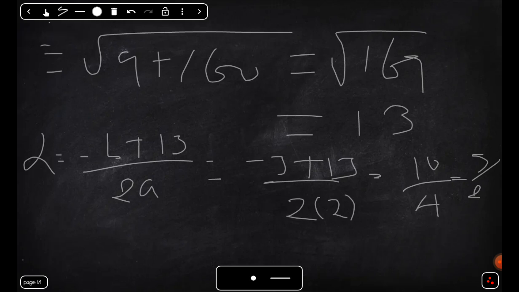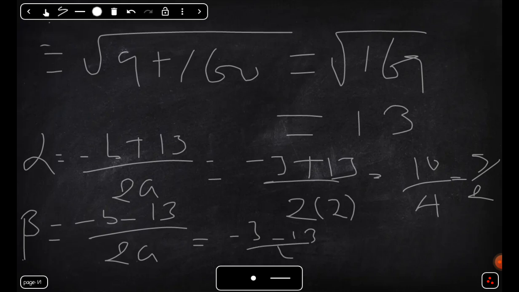So you see, this is rational. So now let's check for beta. Beta is going to be minus b minus the discriminant, over 2a, which is the same as minus 3 minus 13 over 4, right? So we have this to be negative 16 over 4. Negative 16 over 4 is the same as 16 divided by 4 is 4, because 4 times 4 is 16, so we have minus 4. And minus 4 is also the same as minus 4 over 1. So it's also rational.